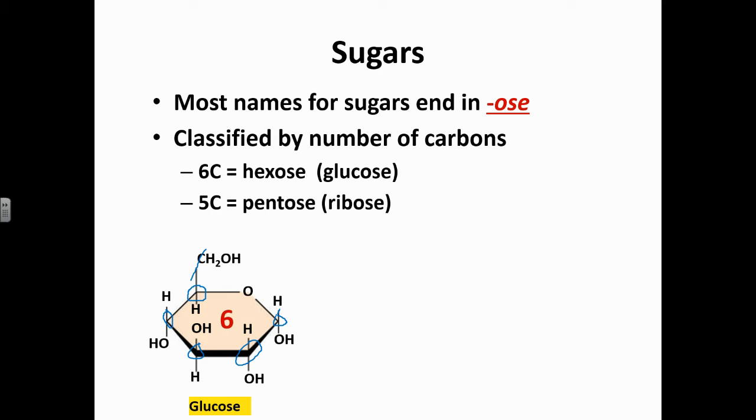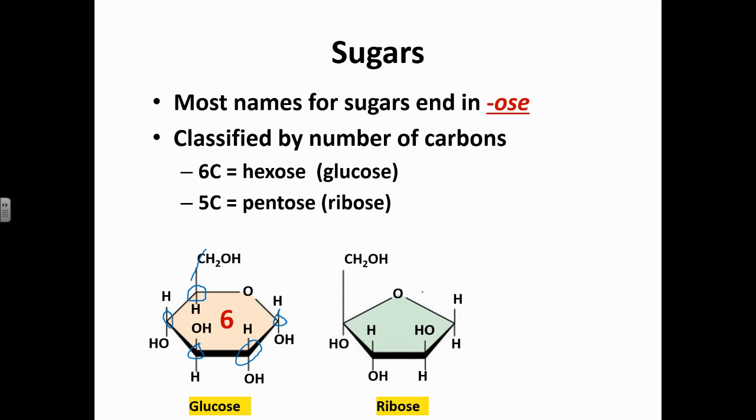5 carbon sugars are called pentoses. An example is ribose, which is part of a nucleic acid. Again, we could count our 5 carbons. There's 1, 2, 3, 4, and 5.